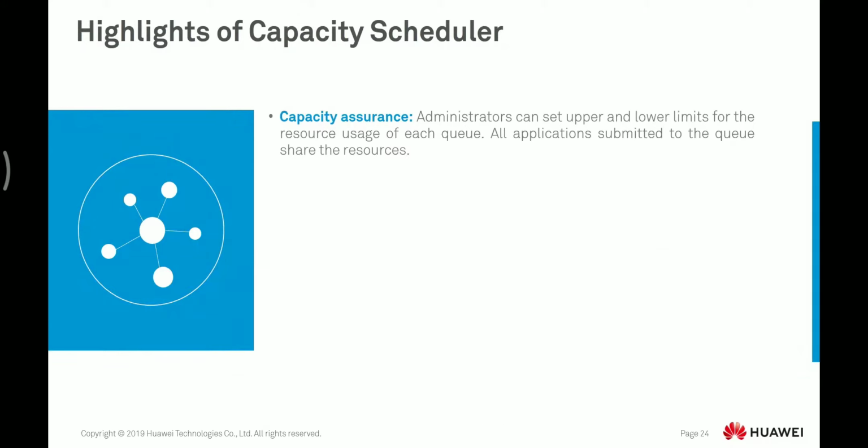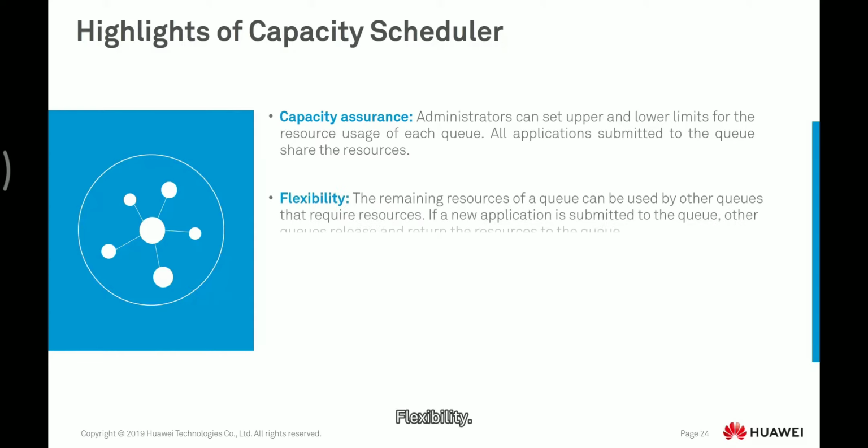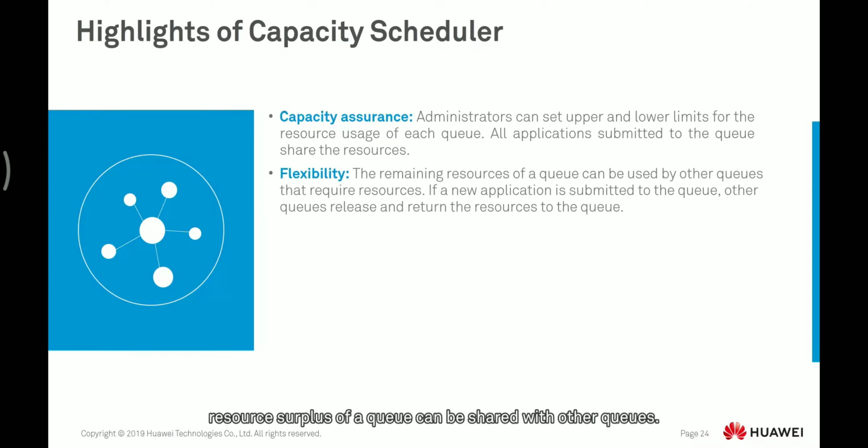Capacity assurance. All applications submitted to a queue will have access to the resource capacity allocated to the queue. Administrators can configure soft limits and optional hard limits on the capacity allocated to each queue. Flexibility. Temporarily, resource supplies of a queue can be shared with other queues. However, such resources must be released in case of new application submission to the queue. Such flexible resource allocation helps notably improve resource usage.